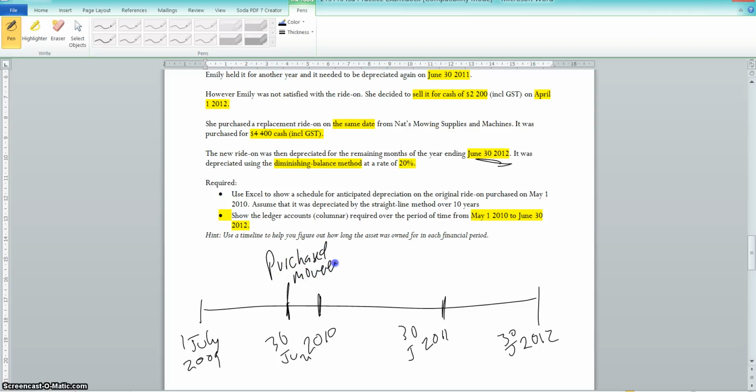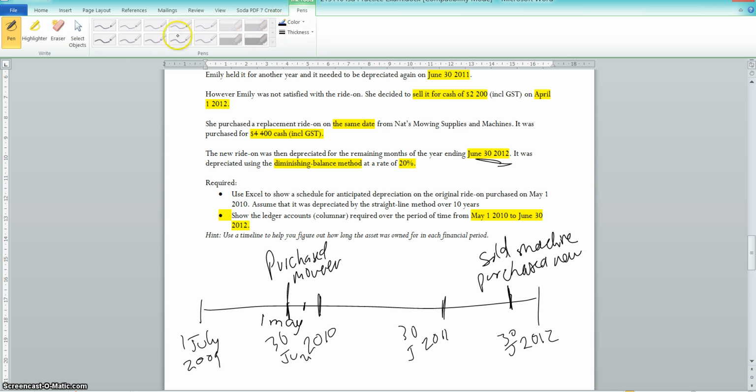Sorry, my writing is really messy. And that was on 1 May. So that means we had all of May and then all of June where we will record our depreciation in that first year. She then sells it for cash on April the 1st, 2012. So April is 3 months before the end of the 2012 financial year. So sold the mower, and purchased a new one. So you put those in there, purchased new, right?